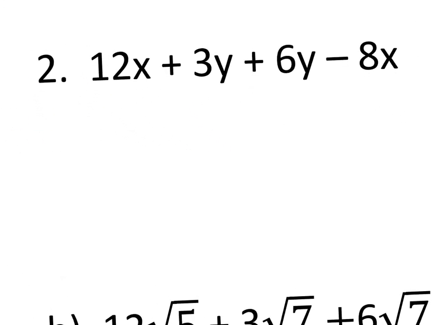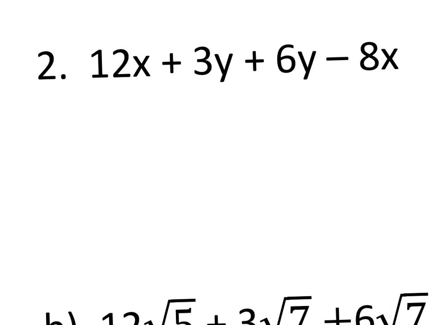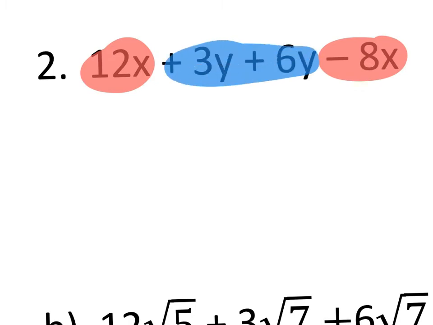Now on this, again, you're just combining like terms. So we're going to start with putting together our x's first, and then we're going to put our y's together here in the middle, okay? So when I look at this guy, 12x minus 8x is 4x. 3y plus 6y is 9y. Okay, so again, you're combining like terms, okay?